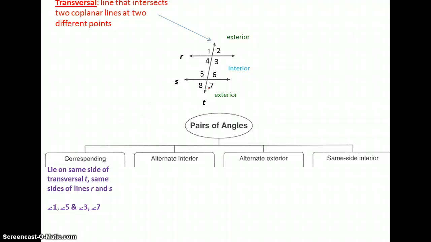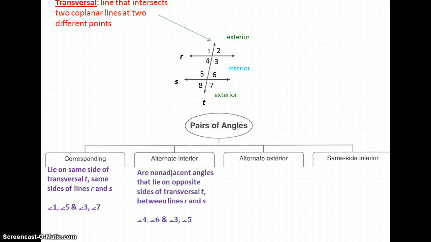For our next angle pair, we have alternate interior. Alternate means you're going one and then the other. Interior, you're on the inside. So let's apply that to its definition. Alternate interior angles are non-adjacent, meaning they do not sit side by side. They lie on the opposite sides of transversal T and between lines R and S. Between should make sense since we are on the interior and they're on the opposite side of the transversal. So for example, a pair would be 4 and 6 and also 3 and 5.